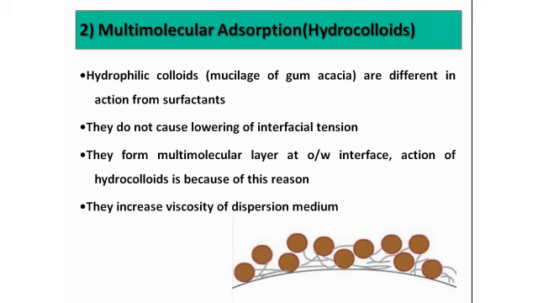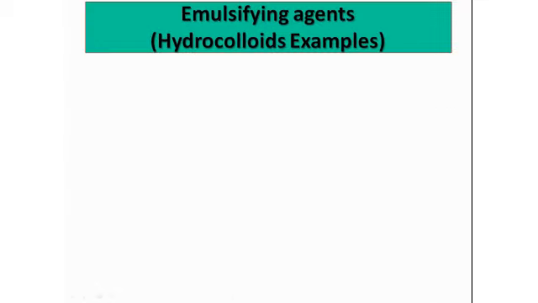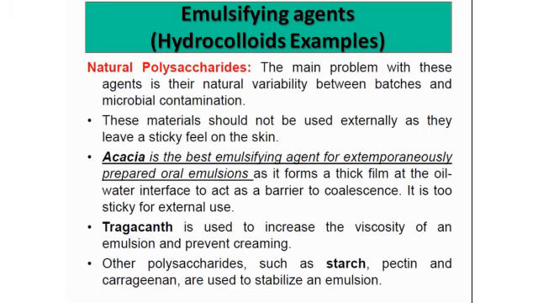So they actually increase the viscosity of the dispersion medium. Hydrocolloids form multimolecular adsorption, and they mainly work by increasing the viscosity of the dispersion medium. Examples of hydrocolloids are natural polysaccharides, for example acacia. The main problem with natural polysaccharides is their natural variability from batch to batch, because in natural products we don't have a standard one.